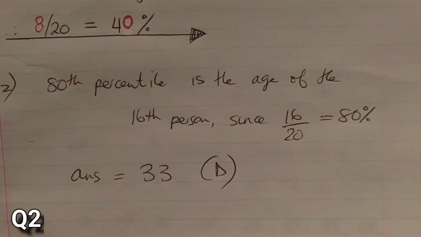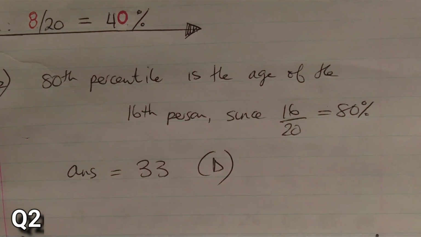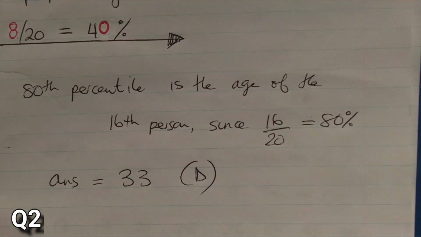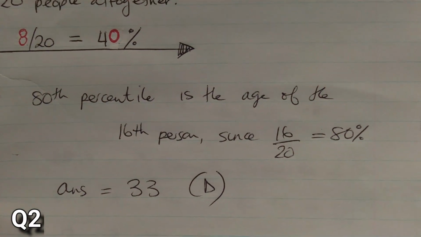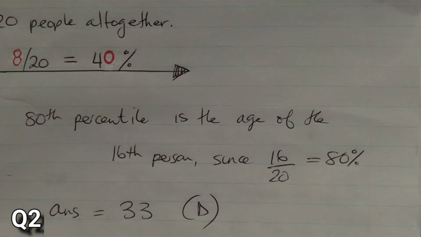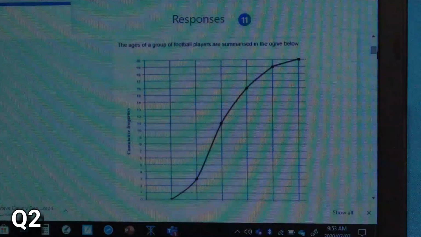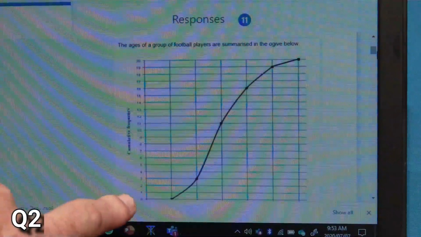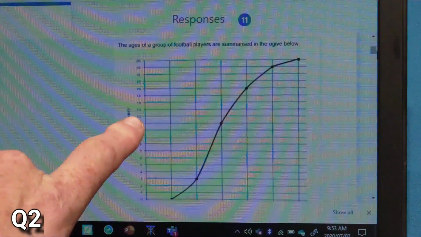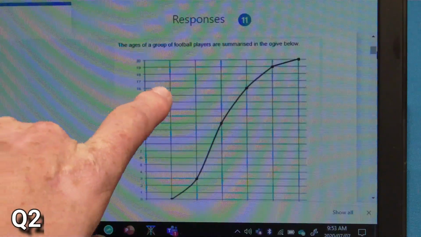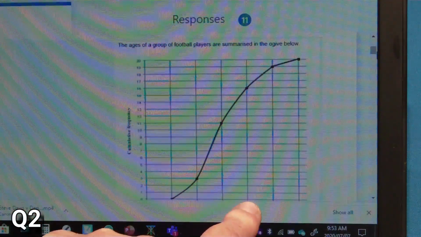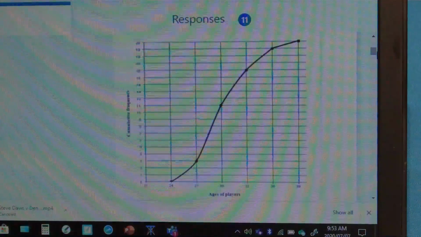The 80th percentile: if there's 20 people, 16 out of 20 is 80%. So the person representing the 80th percentile is the 16th person. If you go back to your graph again, you go to your 16th person, which is here, run across there, that's his age. He is, whatever that is, 33.